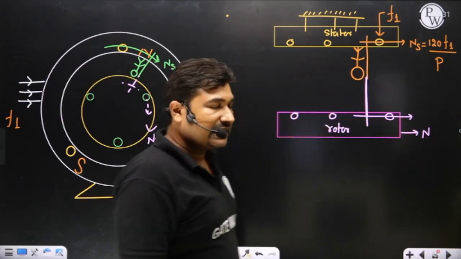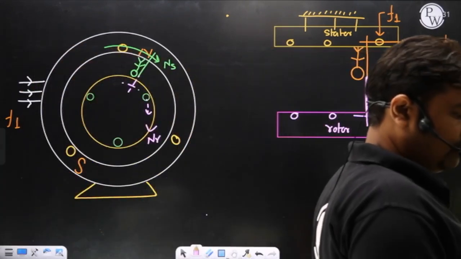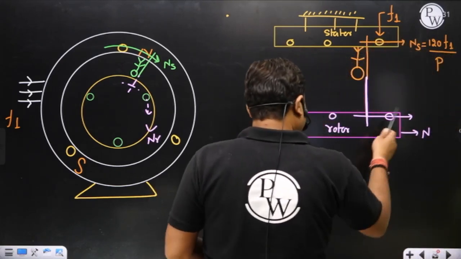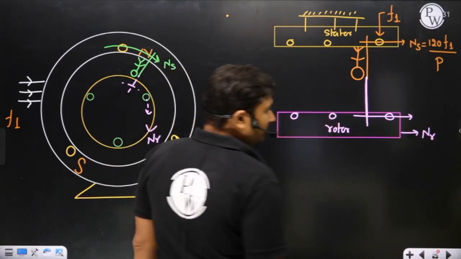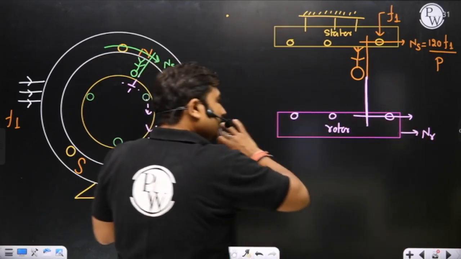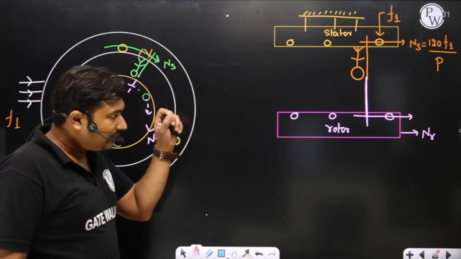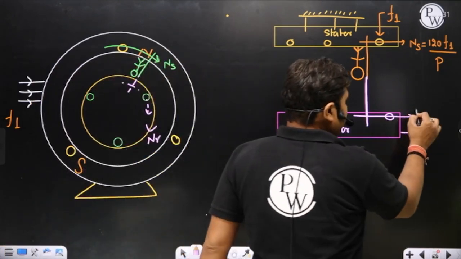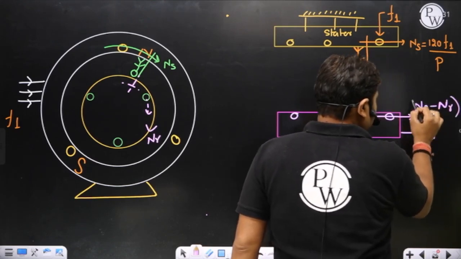So when the rotor has started at a speed of Nr, at that particular time, what is the speed with which the stator field is linked with the rotor winding? Sir, Ns minus Nr. Is it okay? Yes, sir.